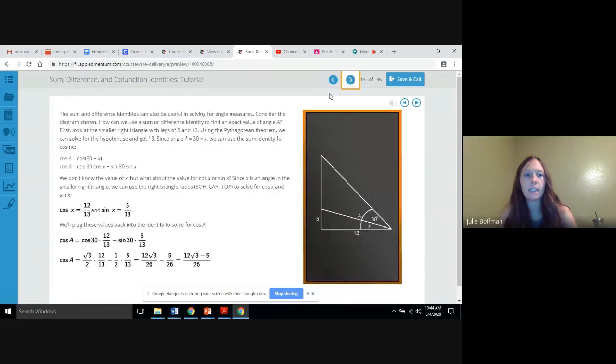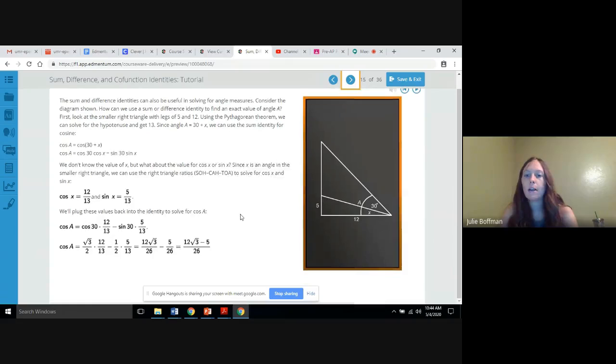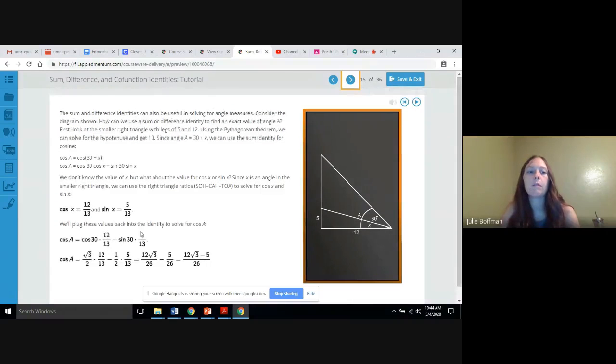Okay, slide 15 is showing you a different type of problem using the same formulas. It says the sum and difference identities can also be useful in solving for angle measures. Consider the diagram shown. How can we use a sum or difference identity to find the exact value of angle A? Angle A is the whole angle for the big triangle.